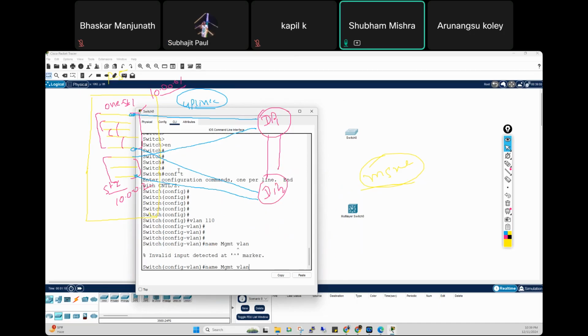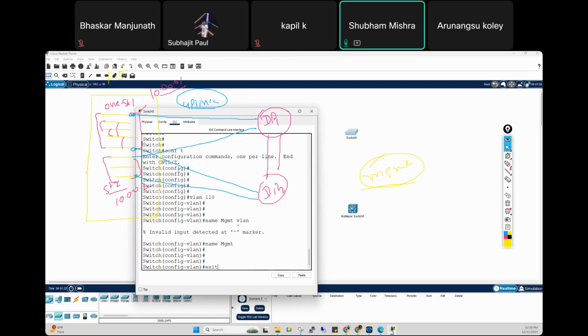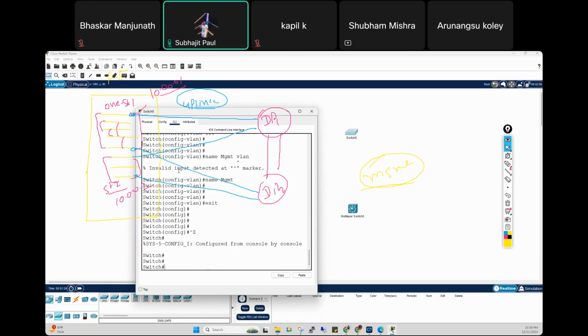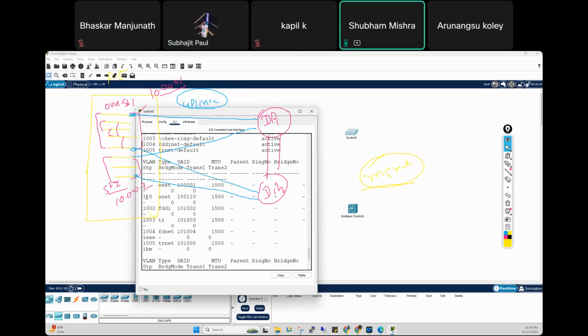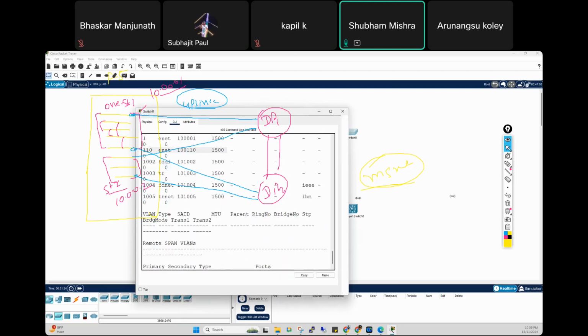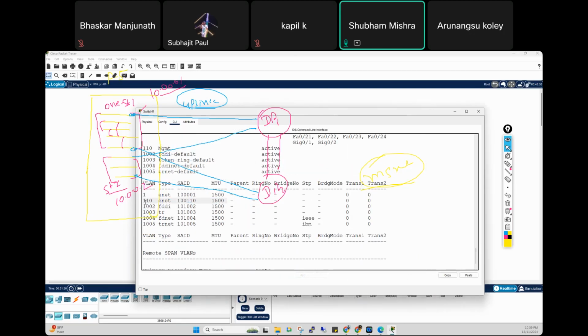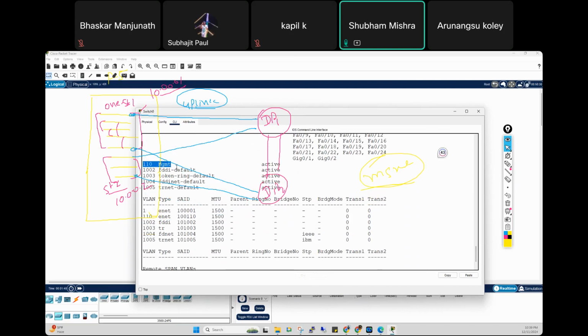ओहो, मैनेजमेंट डाला. ठीक है गाइस? Yes or no? बता दो. Yes. Exit show VLAN. तो देख लो, एक मैनेजमेंट VLAN आपको दिख रही है ना गाइस? यहाँ पे VLAN नंबर 110, that is the management VLAN. Yes or no? Yes, sir. क्लियर है ना? 110 that is the management VLAN.